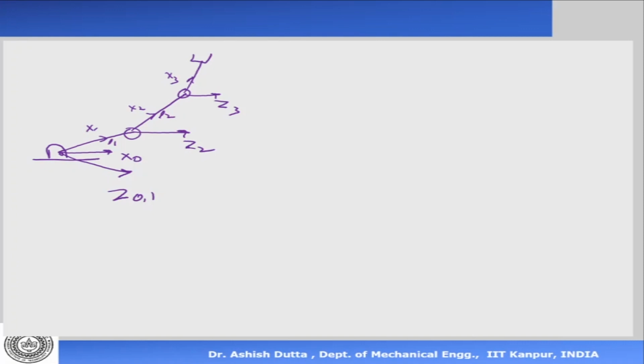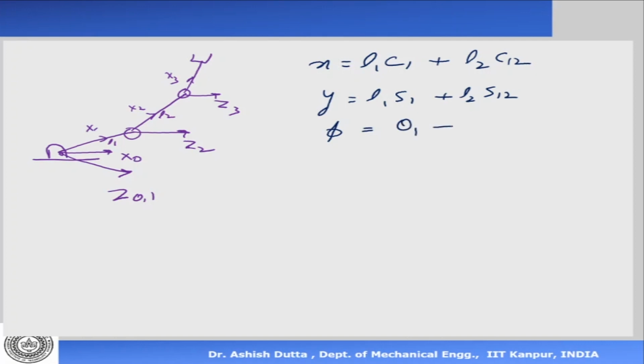Now we just derived the equations. In the last slide we had derived x is equal to L1 cos theta 1 plus L2 cos (theta 1 plus theta 2). y is equal to L1 sin theta 1 plus L2 sin (theta 1 plus theta 2). And phi, the total angle, is equal to theta 1 plus theta 2 plus theta 3. So x, y and phi are a function of theta 1, theta 2 and theta 3, and there are 3 equations, 3 unknowns here now.